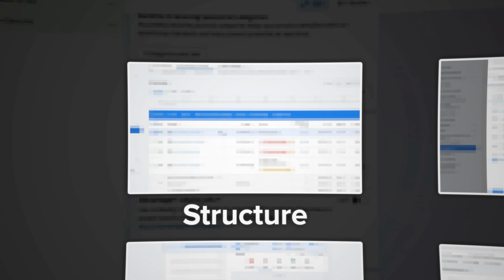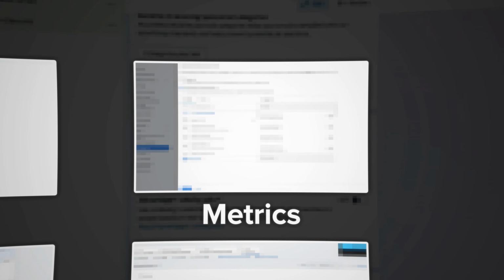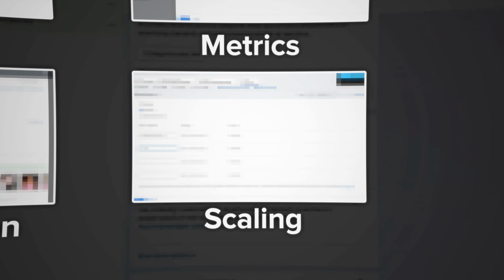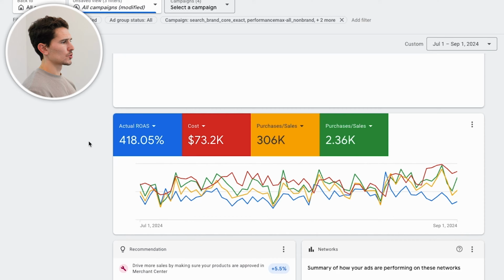If you follow these 4 steps, you'll know exactly the structures that we use, the metrics that we like to optimize on, exactly how to optimize on those metrics, and then finally how to scale over and over again. So first off, hopping into this ad account, as I already said, we drove $73,000 in total spend at a 4.18 return on ad spend. That drove us $306,000 in revenue for this business and 2,360 total sales. So 2.36K total conversions driven.